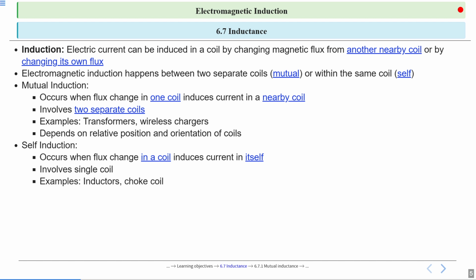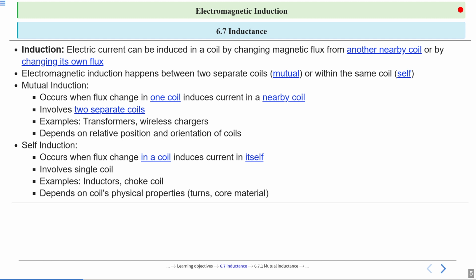Examples are inductors. In the next chapter we are going to discuss in detail what inductors are and the circuits in which inductors are used. Another example is the choke coil. Self induction depends on the coil's physical properties, that is turns and core material: the relative permeability of the material placed inside the coil and the number of turns of the coil.